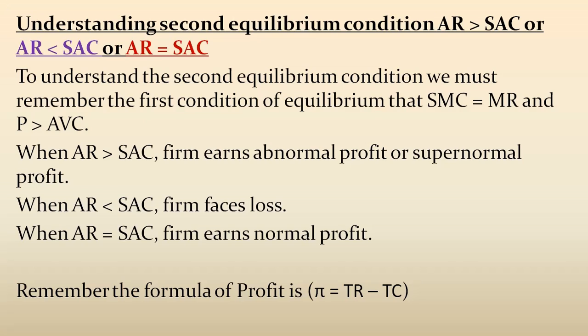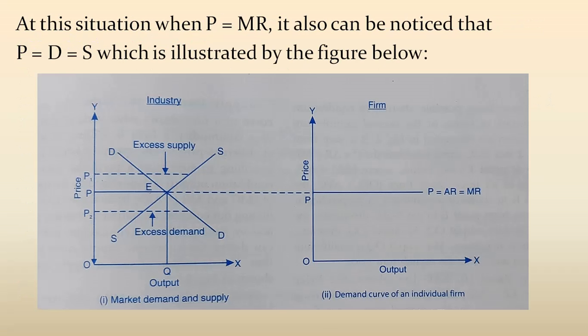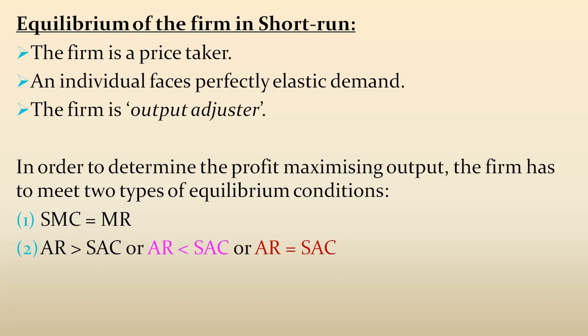Hello dear children. Now we are in lecture video 2 of Chapter 11, called Determination of Equilibrium Price and Output under Perfect Competition. In the first video we have already discussed the first equilibrium condition, that is, SMC, the short run marginal cost, equals MR, that is, marginal revenue.